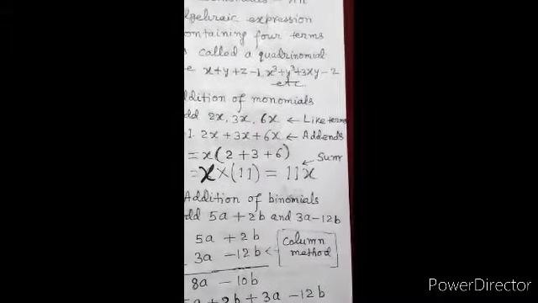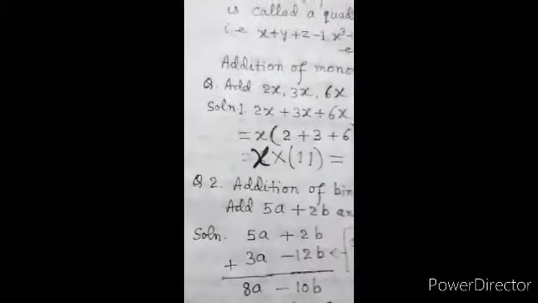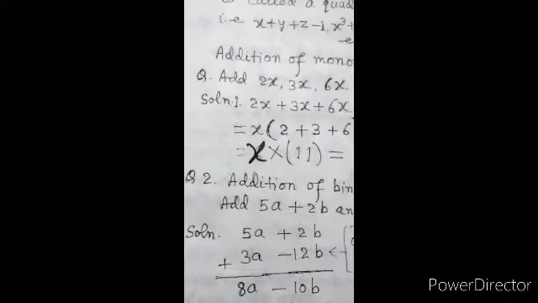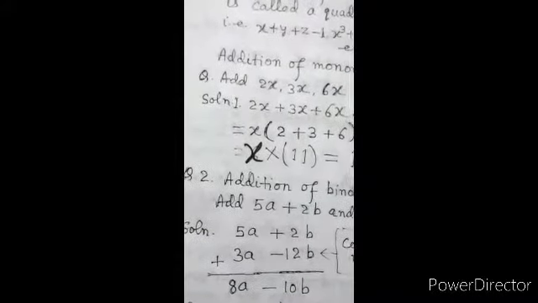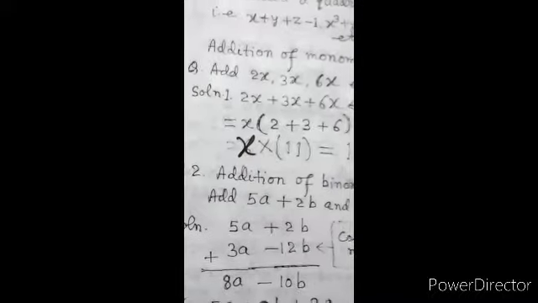Now, addition of binomials. Add 5a plus 2b and 3a minus 12b. Firstly, we have to write in column like terms, one below the other. Here 5a is a like term with 3a, and 2b is a like term with 12b. So we have to write like terms in a column, one below the other.